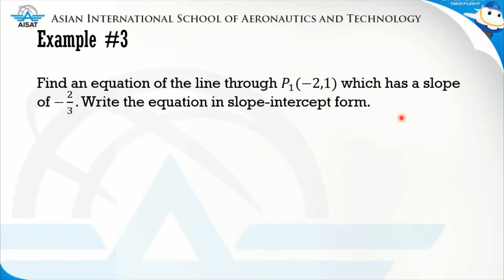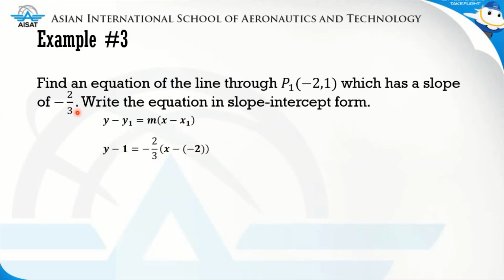Let's have an example. Find an equation of the line through P sub 1 with coordinates -2, 1, which has a slope of -2/3. Write the equation of the line in slope-intercept form. So first, we have our formula: y minus y sub 1 is equal to m times x minus x sub 1. And we have the following given: x sub 1 is -2, y sub 1 is 1, and m is equal to -2/3.